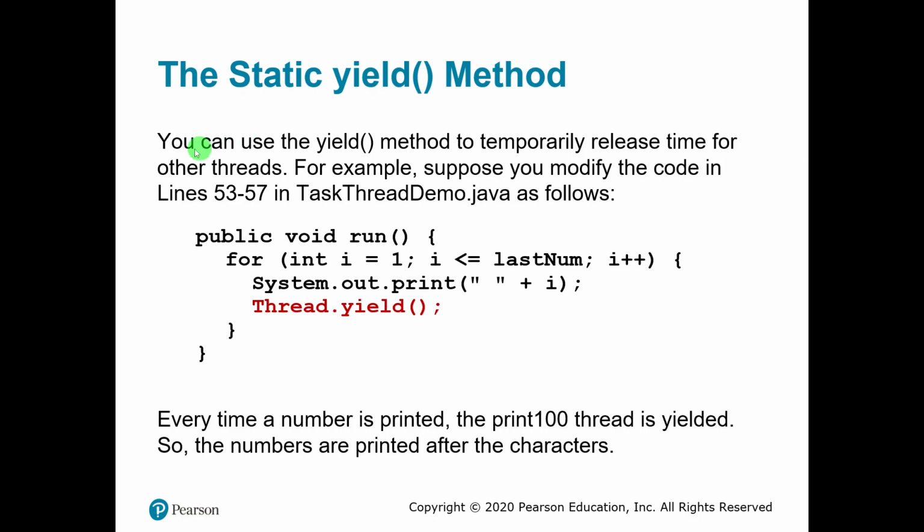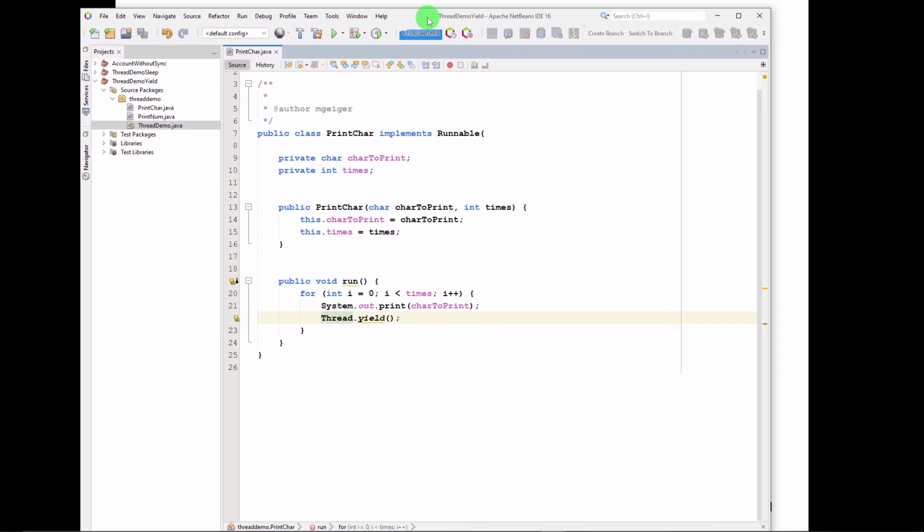So let's look at the yield method. We can use the yield method to temporarily release time so that other threads can run. For example, suppose we modify the code in the task thread demo that we previously saw. Let me pull over an example that I've created. In the print character function, I added a Thread.yield. If you remember, the characters were almost complete before the numbers even had a chance to run, because these small demos execute so quickly. It's kind of hard to see some of these things.